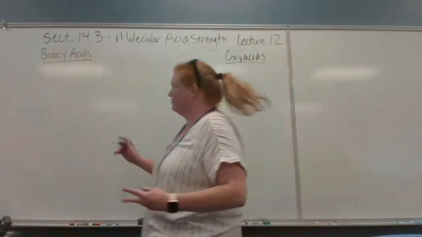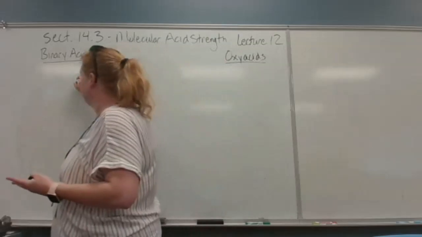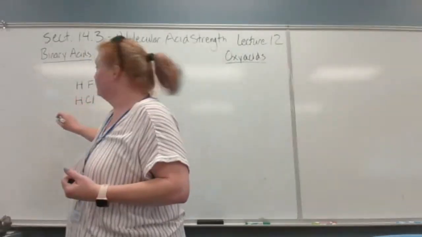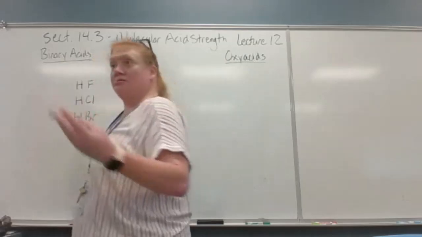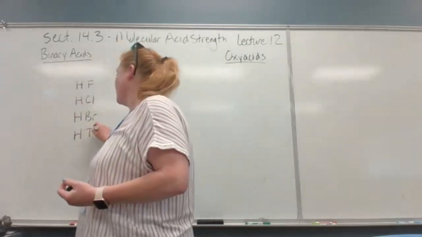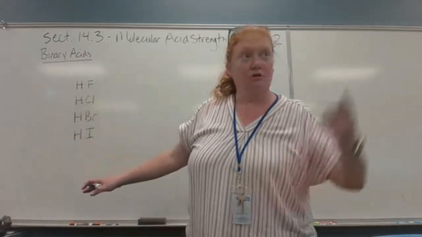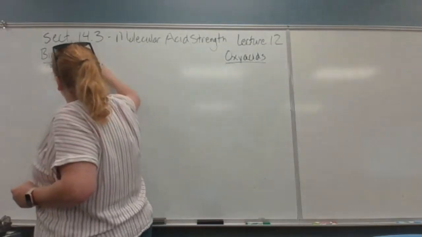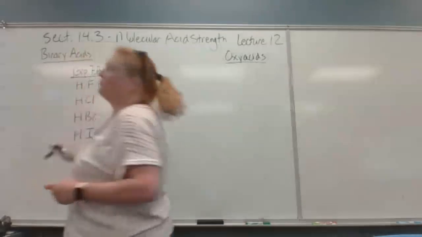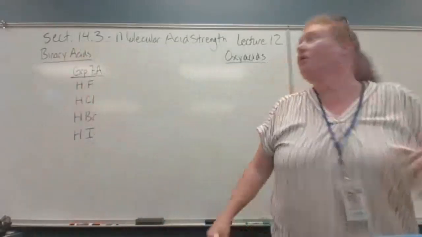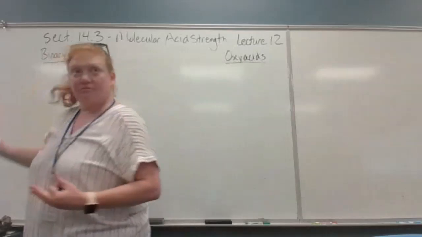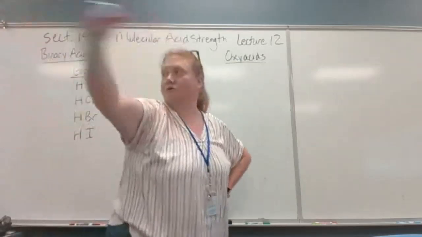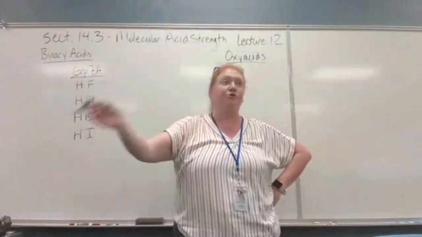Binary acid means things like HF and HCl and HBr and HI, right? Those are the acids that form from group 7A. We know those are the halogens. Other binary acids? What does it mean to be an acid? It gives away a proton. So anything that technically could give away a proton can be an acid.